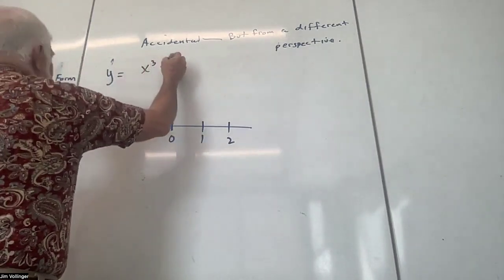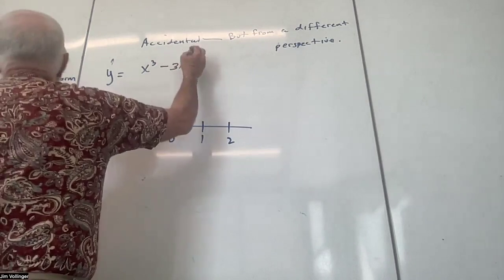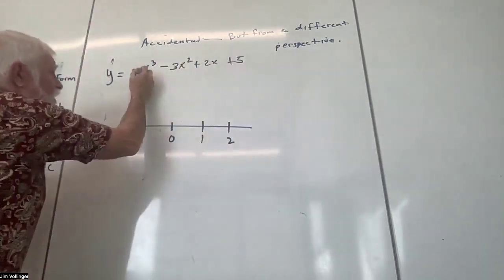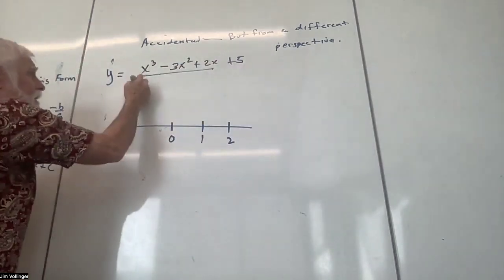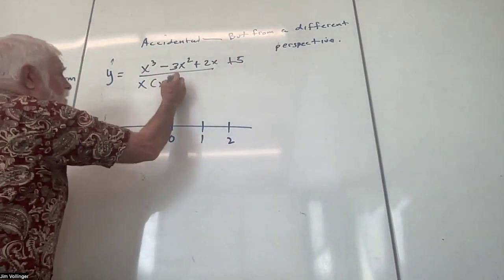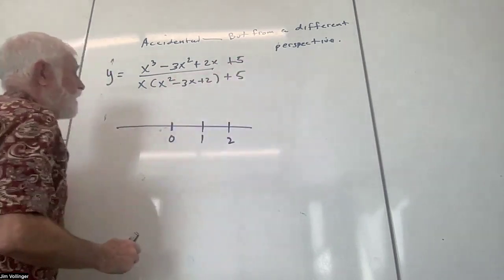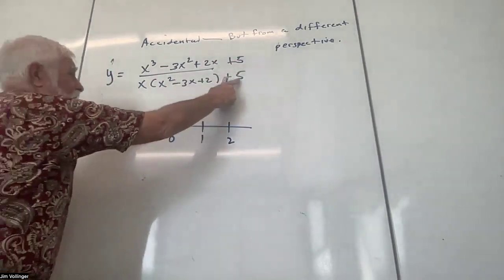X cubed minus 3x squared plus 2x plus 5. And I said you can put this in factored form. X times x squared minus 3x plus 2, plus 5. And now I can see that a 0 gets me a 5.